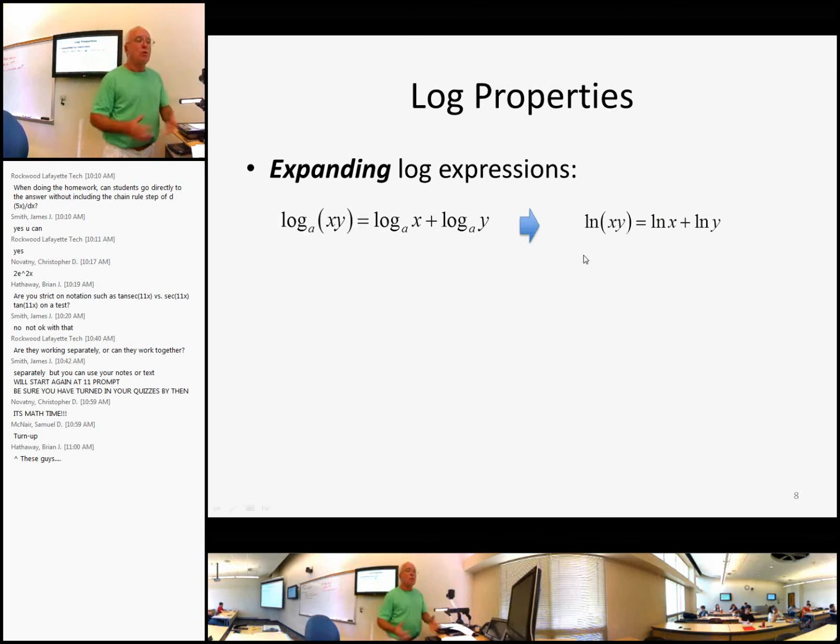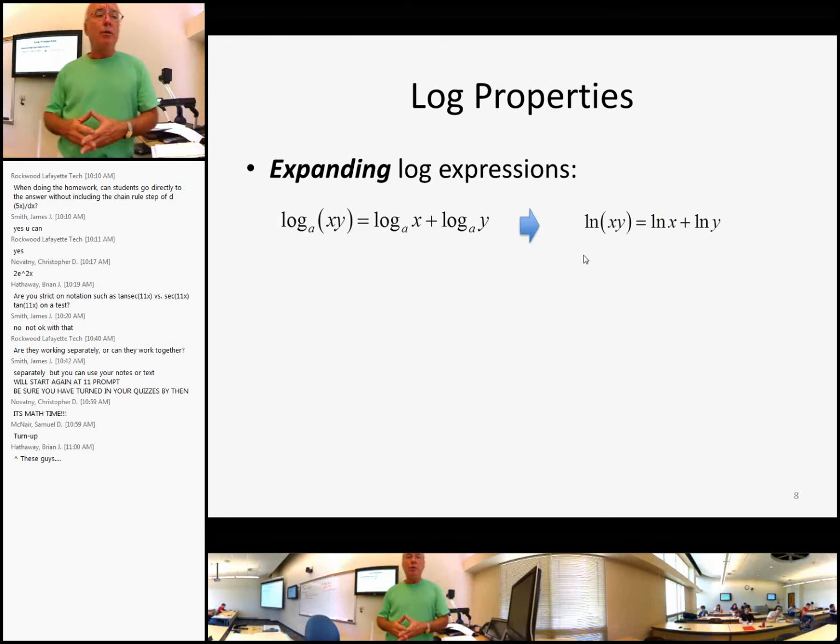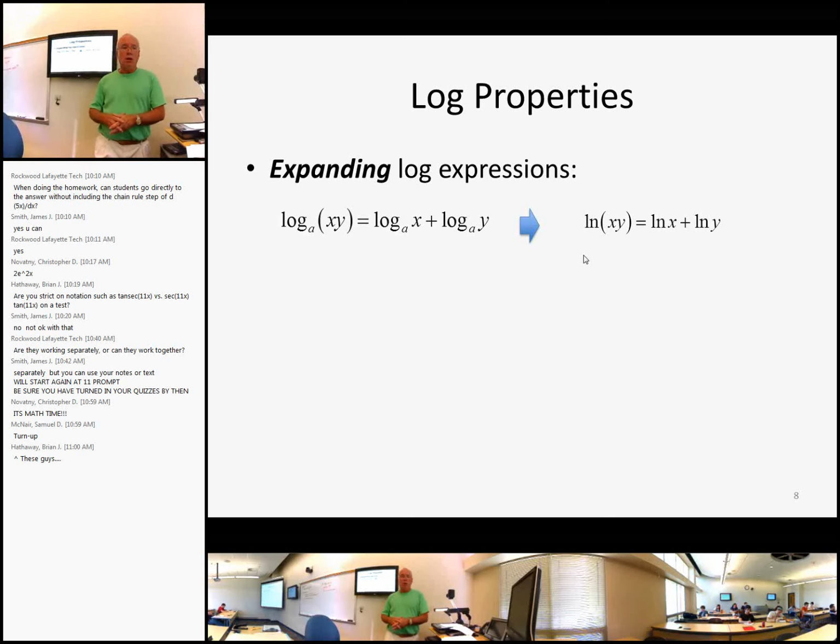This also, of course, applies to the natural log. The natural log of two things multiplied together is the natural log of one plus the natural log of the other. All right. Because the natural log is just one specific example of a log.